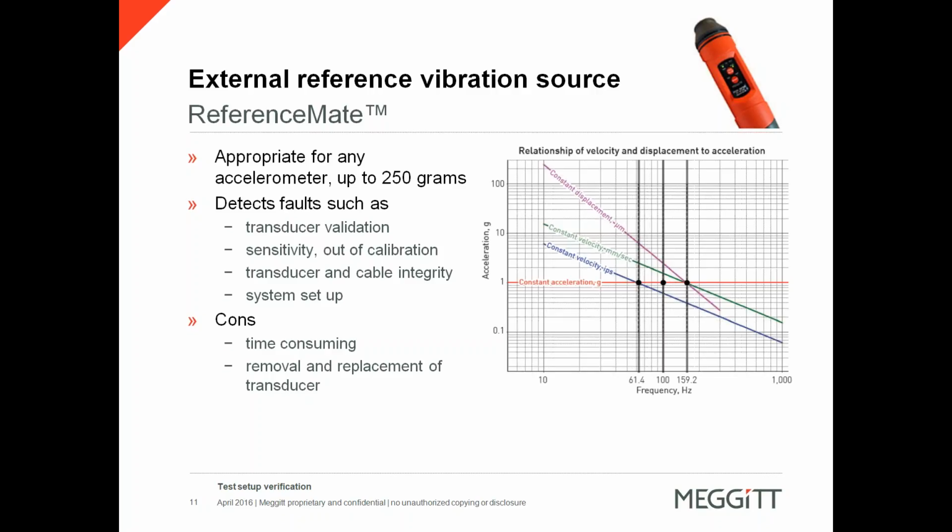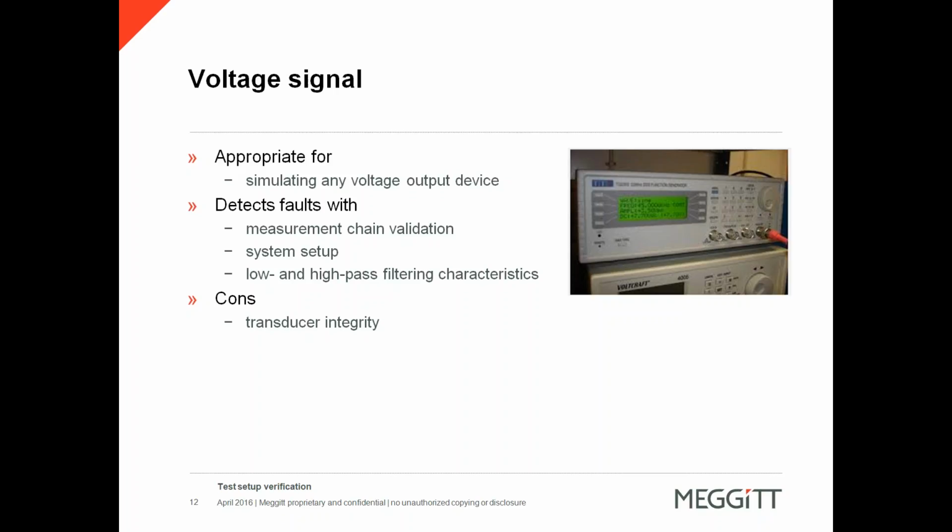Another good measurement system test is voltage signal simulation. This may be accomplished by injecting a known voltage with known frequency into the measurement chain. This signal path verification test is used to validate the entire cabling from the transducer all the way to the data acquisition system. Voltage simulation can be accomplished in a number of ways.